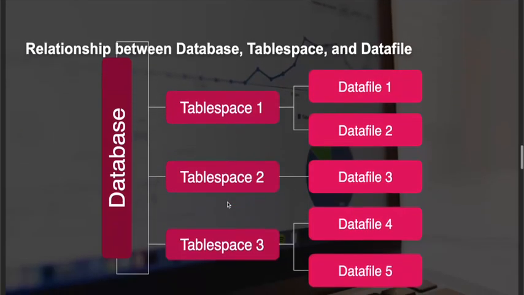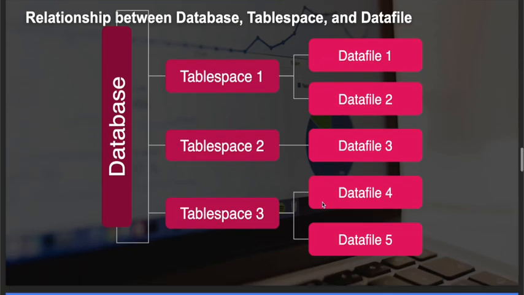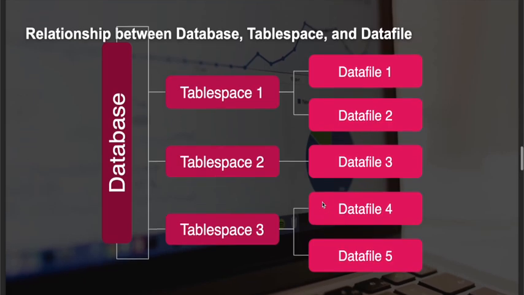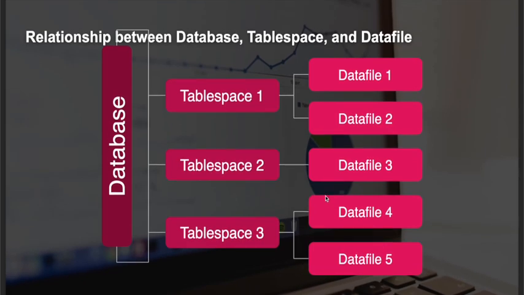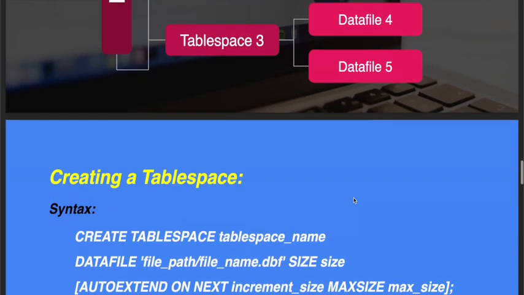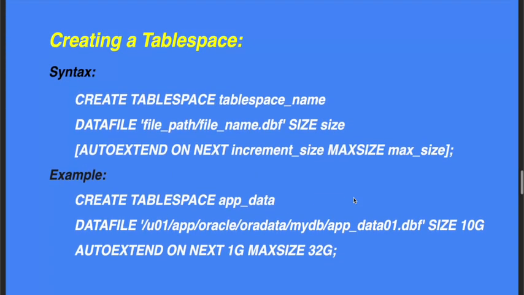Here you can see the relationship between database, tablespace and data file. Basically, in one database you can have multiple tablespaces. In one tablespace you can have multiple data files. You can use the Oracle naming method while creating data files, or you can give your own names to your data files. So how will you create a tablespace?